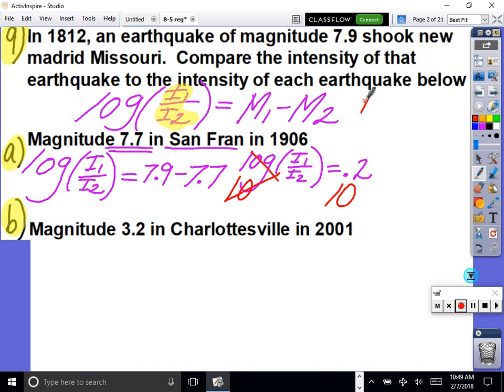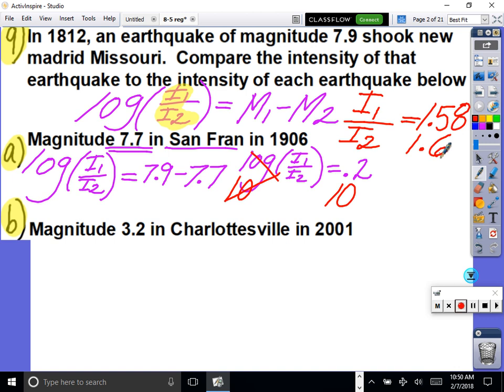So the intensity of the first earthquake divided by the intensity of the second earthquake will be equal to, type into your calculator, 10 raised to the 0.2. Okay, what decimal do I get? 1.58. So guys, that's about 1.6.